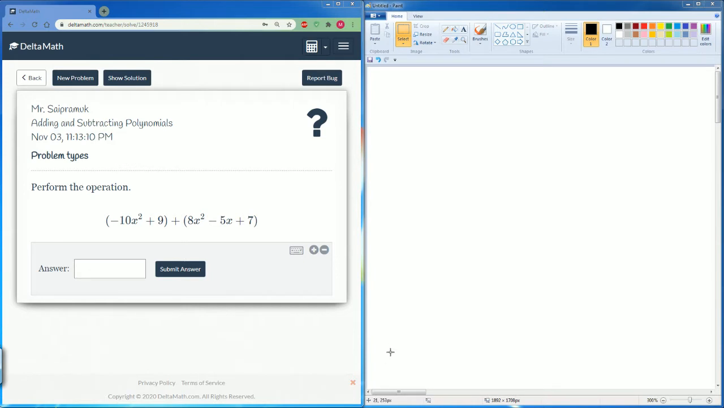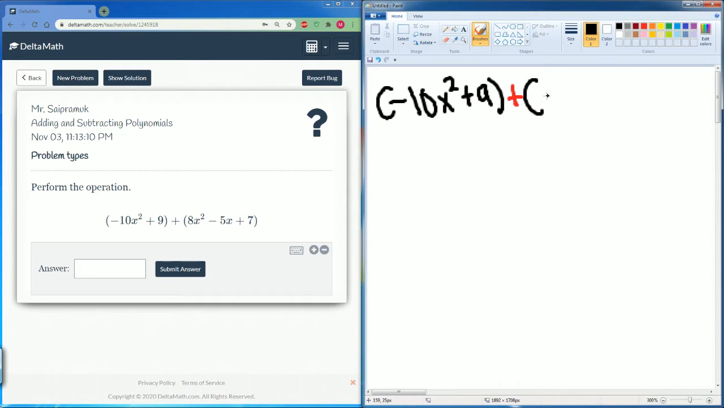Here it says to perform the operation. This is an addition of the polynomials. You have negative 10x squared plus 9, and you're going to add that to 8x squared minus 5x plus 7.